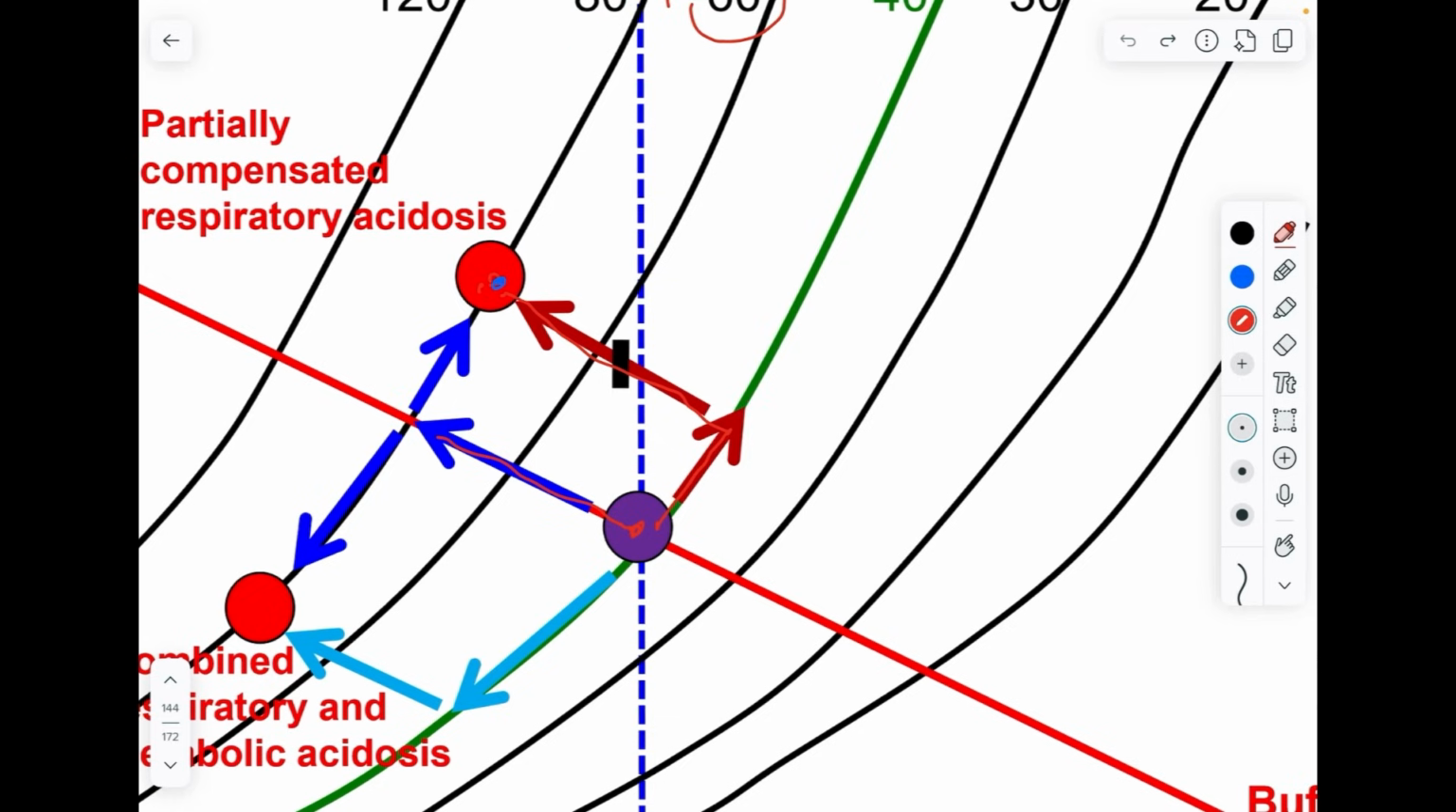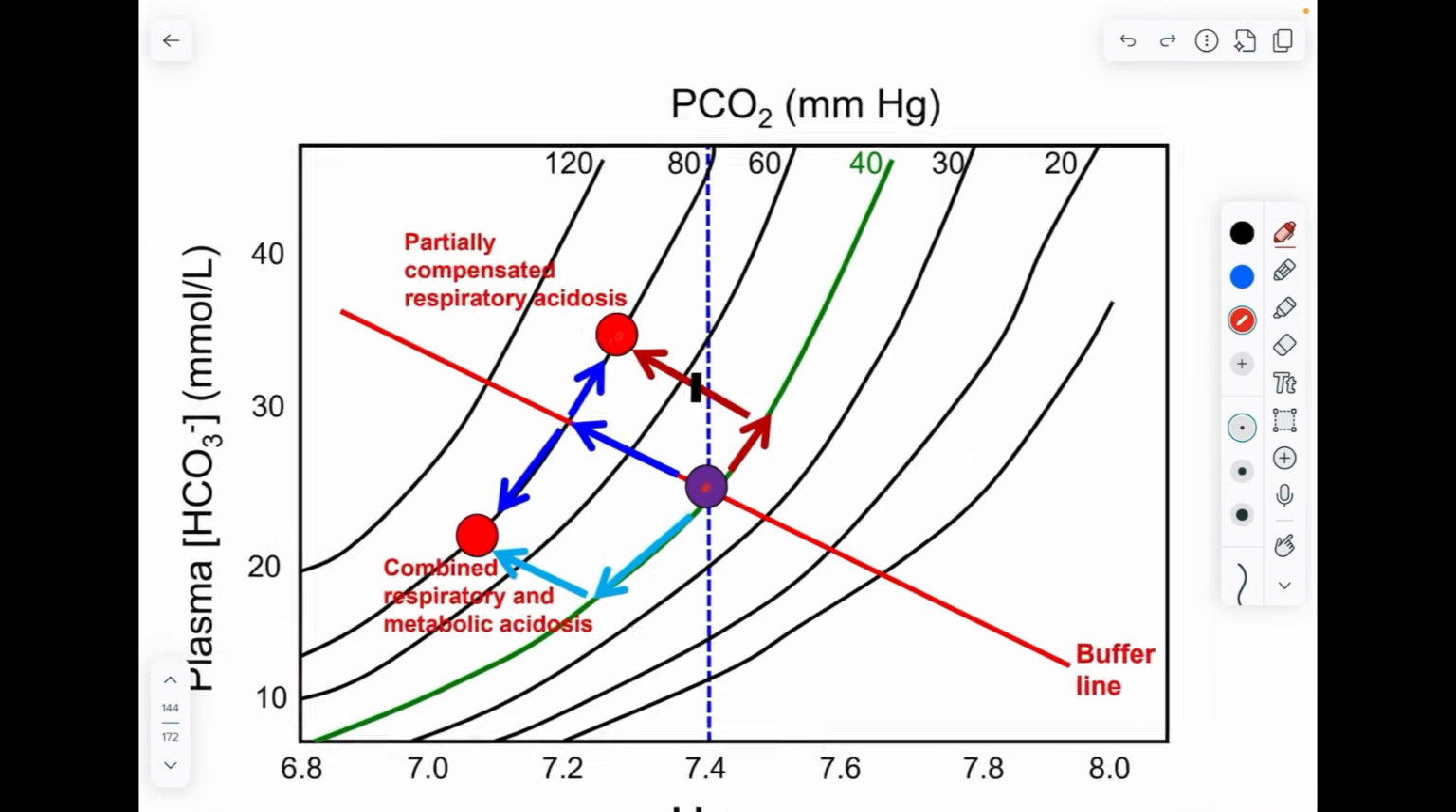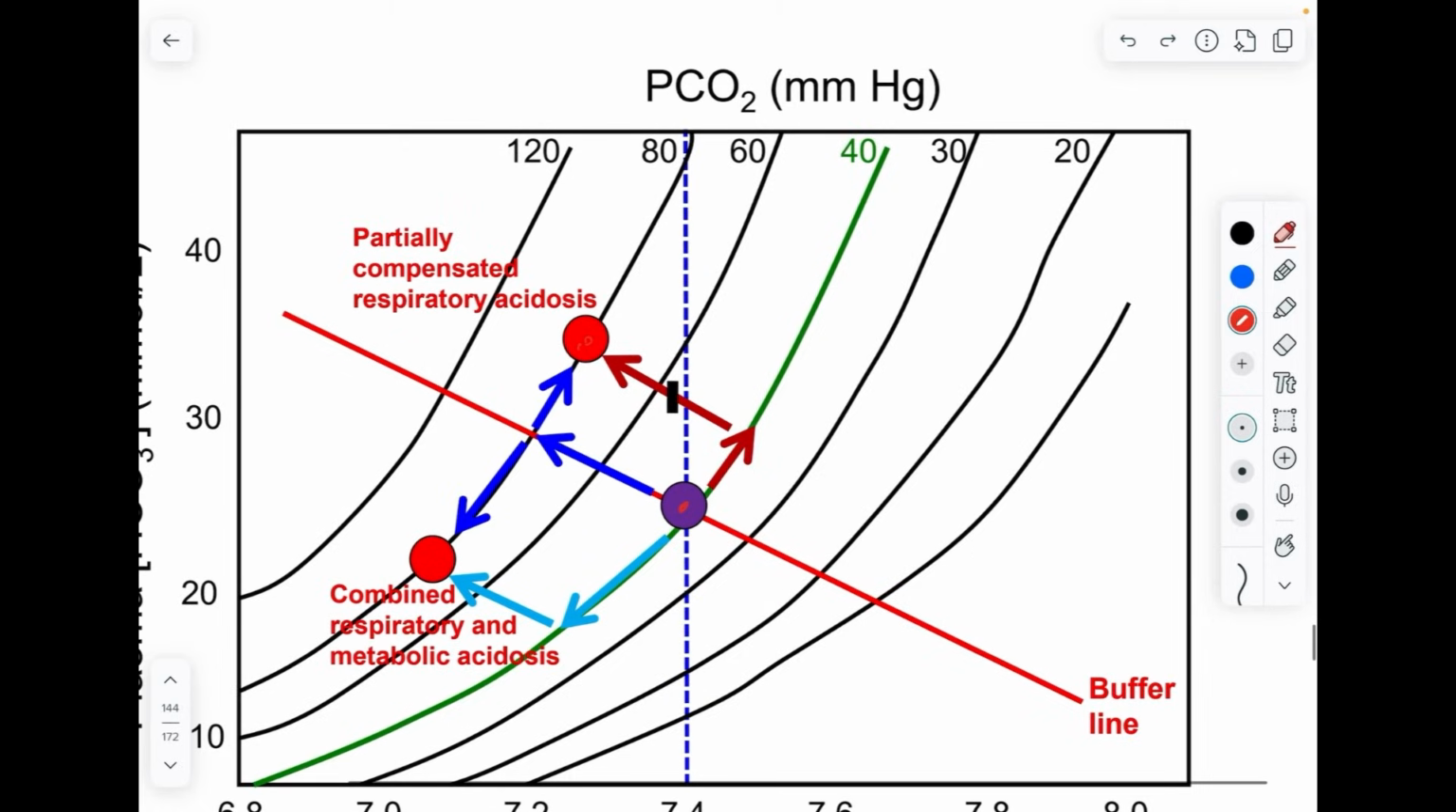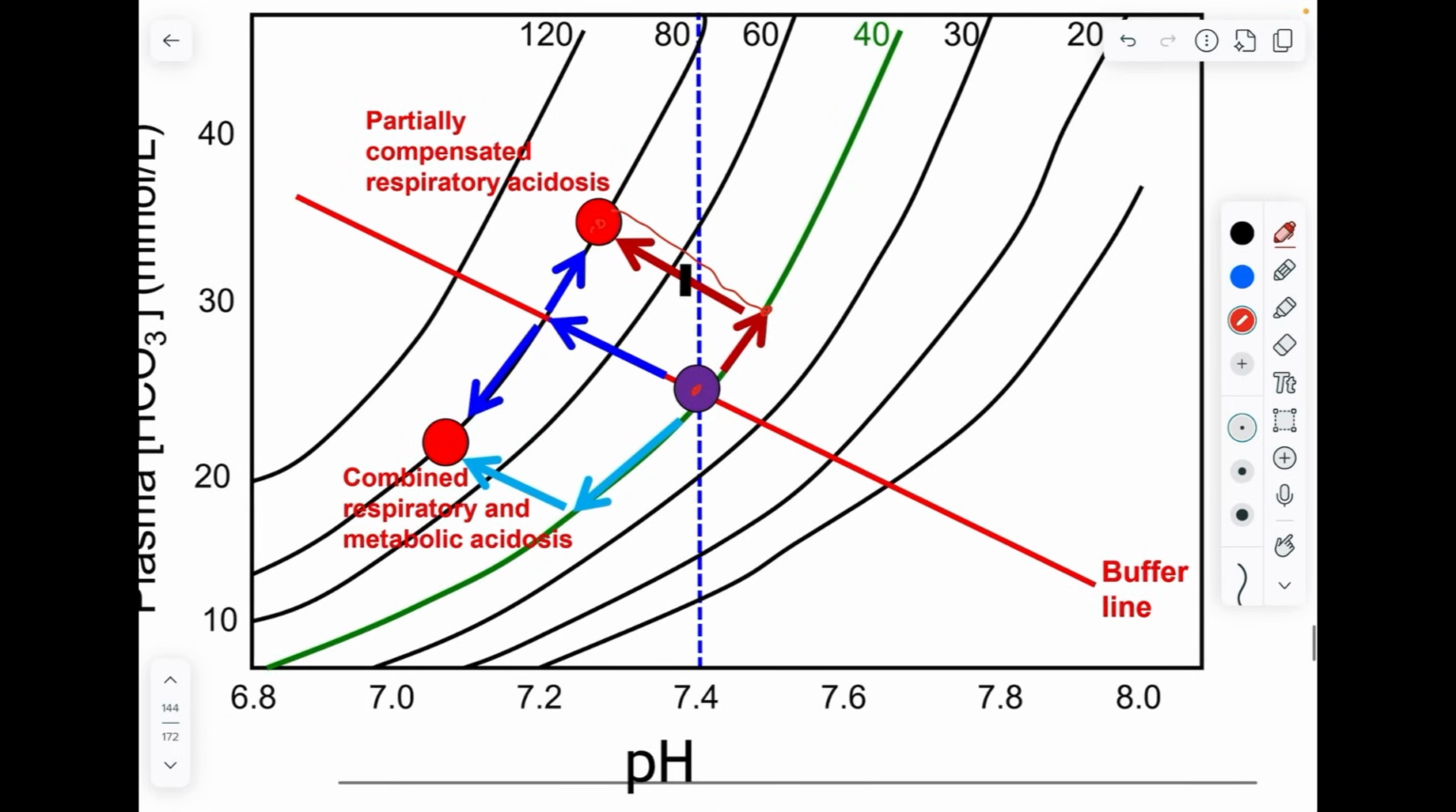That's because the body never overcompensates. This is all something that you should keep in mind. Because, let's say, here we had what? Alkalosis, right? And then the body went all the way the other way and it's now actually acidosis. Oh, so now we have another problem.